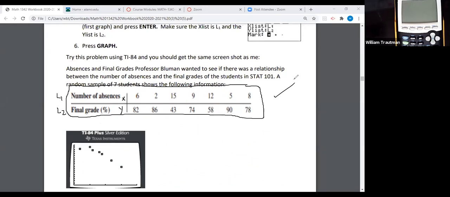Go through the whole process. First start with stat number 1, edit, and type those into the list, which means you have to clear out your old list. Then set your window. And then, well, stat plot's on already, so you don't have to turn that on. Set your window and then hit graph, and you should see the same thing the graph has here. See if you can set it up. I'll give you a minute or two.